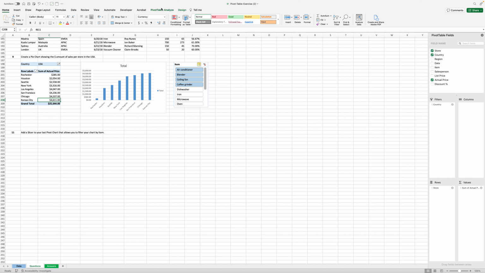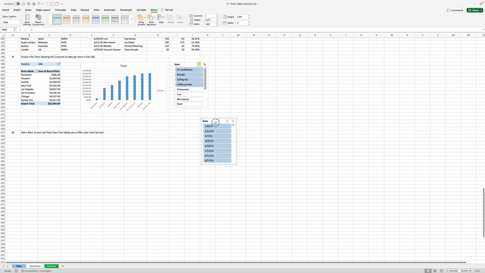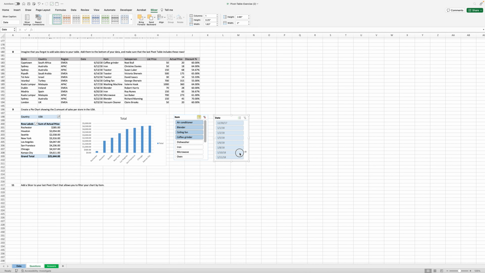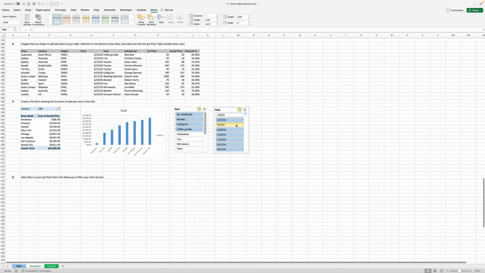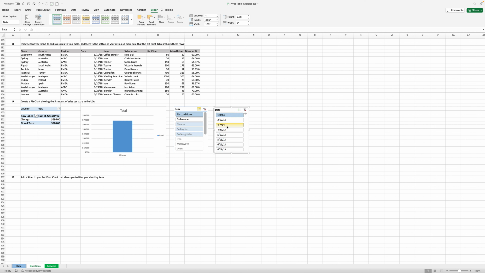I can also add a slicer for date. So for example, if I only want to include the ones that were sold in April of 2014, I can select these 2 months.